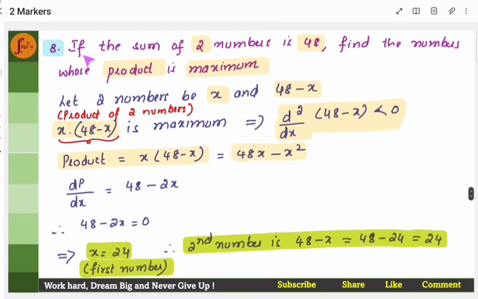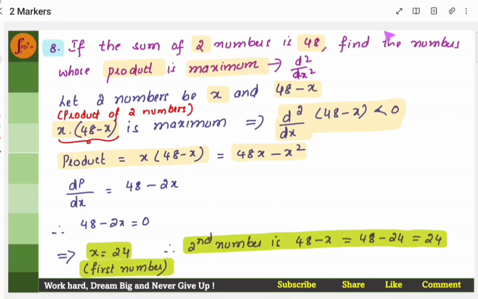Next problem, a very important one. If the sum of two numbers is 48, find the numbers whose product is maximum. When you add two numbers, it's 48, and when I multiply these two numbers, it's going to be maximum. Now, the moment I know it's maximum, it's double differentiation. Whenever there is a maximum, it is double differentiation.